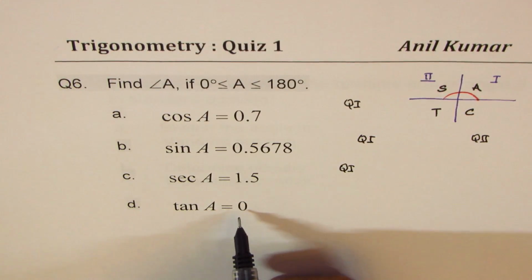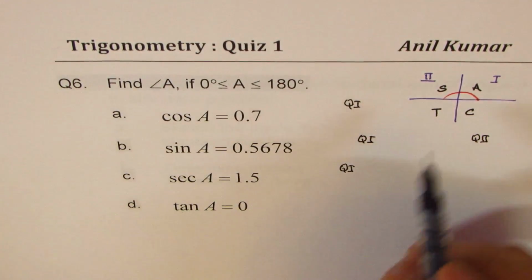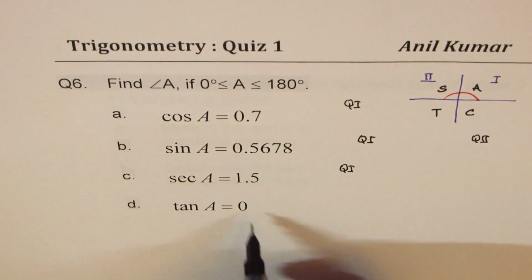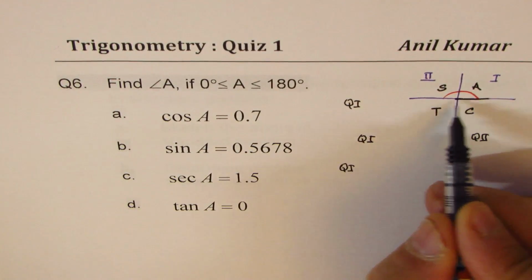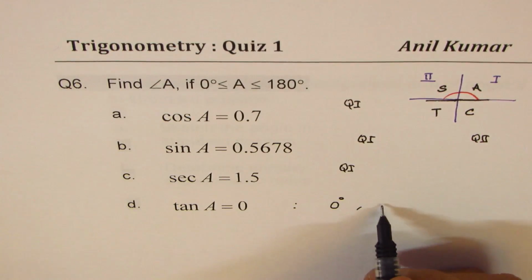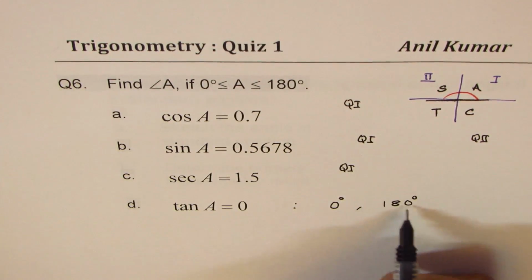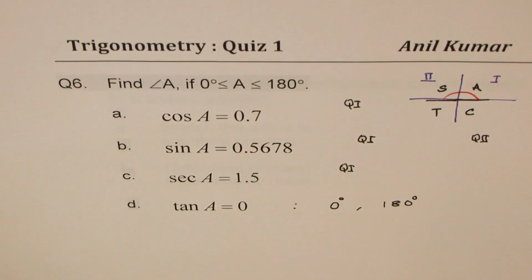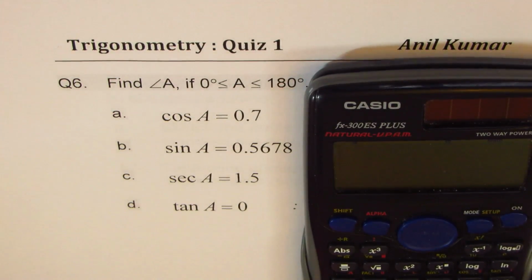Tan 0, that is when sine is 0, right? So this you could straight away write: tan is 0 for 0 degrees and for 180 degrees. So let me write down here 0 degrees and 180 degrees. So it has two solutions. Okay, so we've said all that. So let's now find the angles.